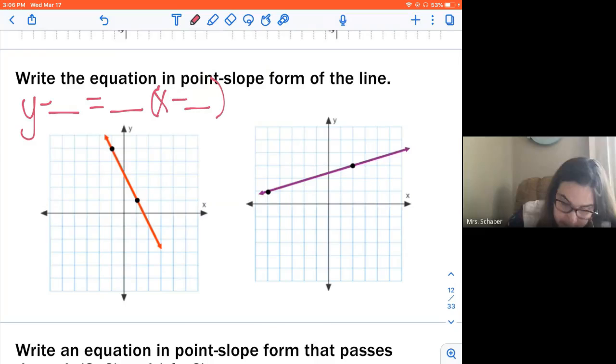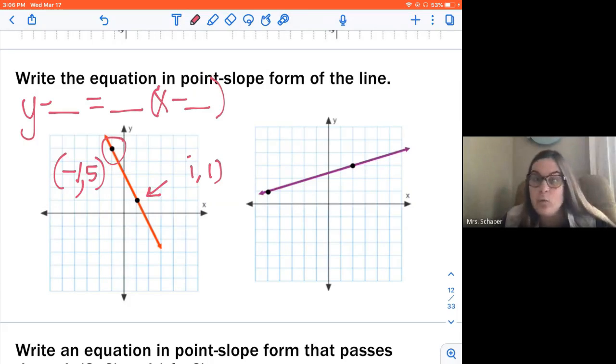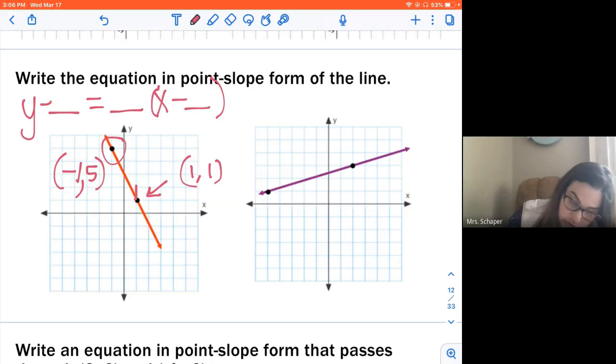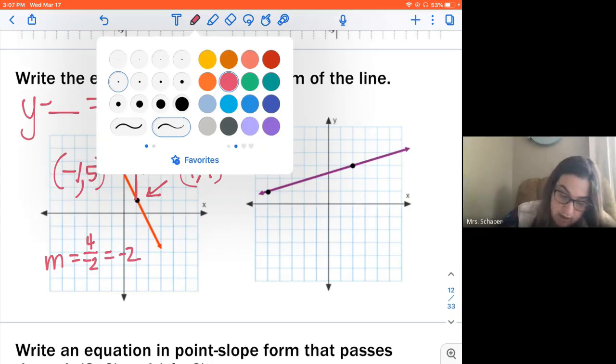So I'm going to pick this point, which is -1, 5. I could also pick this point, which is 1, 1. Doesn't matter which point I use. And I want to find the slope. My slope is rise 1, 2, 3, 4, go backwards 2. So my slope is 4 over -2, which is -2. So that's what's going to go in here.